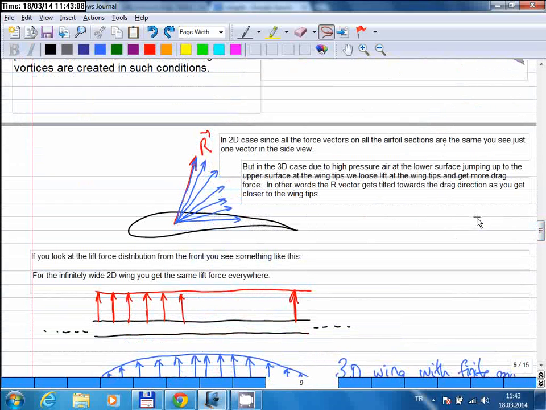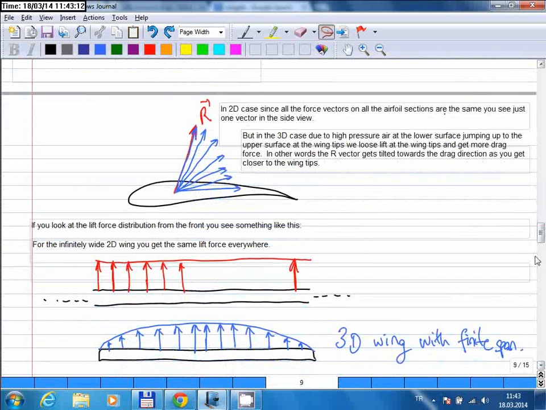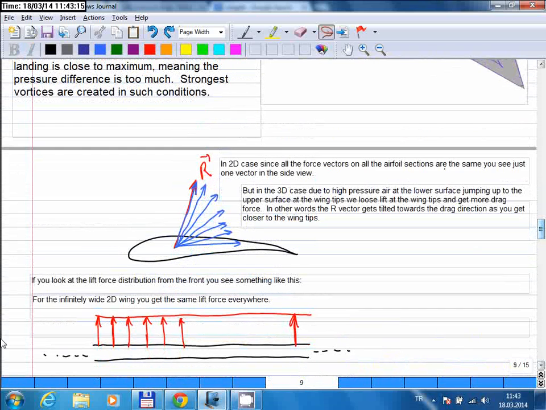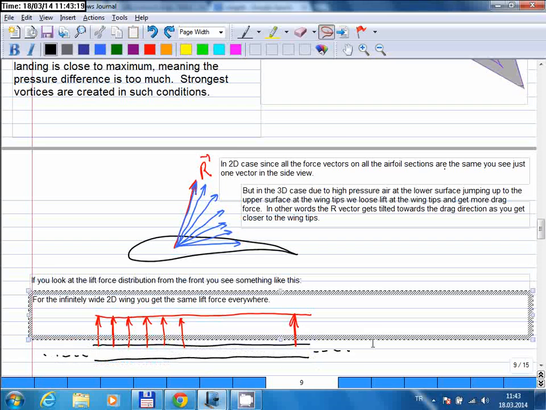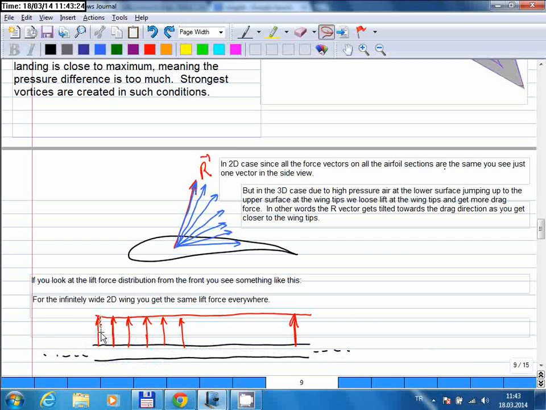Now let's also take a look at a front view of these forces. Let me talk about this one first. So this is a two-dimensional wing which has an infinite wingspan, and you see these force vectors perpendicular to the wing surface, and they're all parallel to each other. So you have the same lift distribution. So this red line shows the magnitude of the lift force created at each span-wise location.